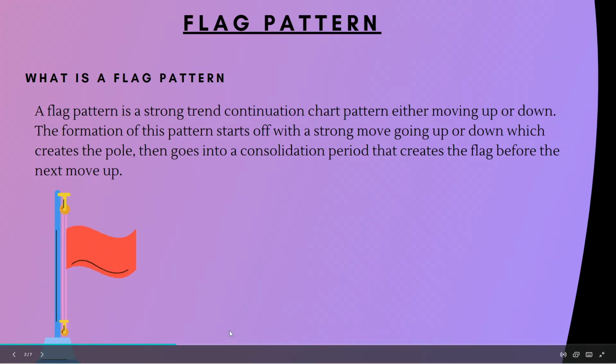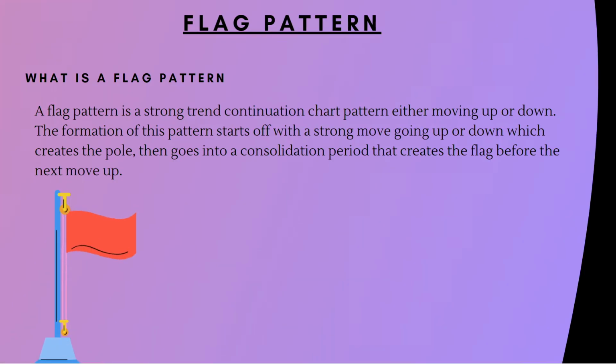What is a flag pattern? A flag pattern is a strong trend continuation chart pattern, either moving up or down. So if it's going up, that will be a bull flag. That's where you get the bull flag. And if it's going down, it will be considered a bear flag. The formation of this pattern starts off with a strong move going up or down, which creates the pole. Then it goes into a consolidation period that creates the flag before the next move up. It's plain, simple, nothing hard.